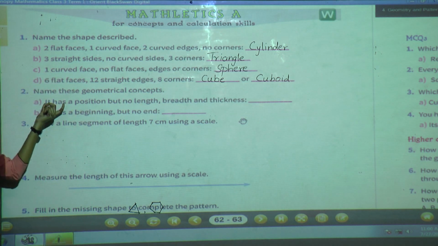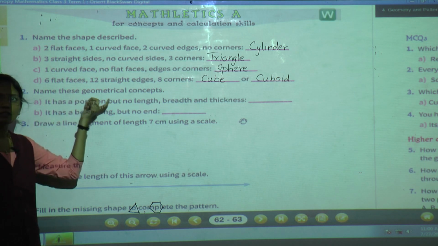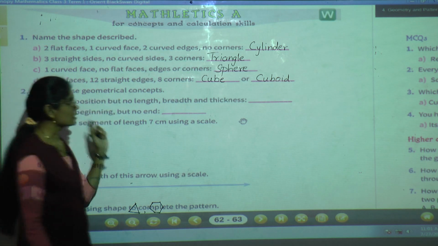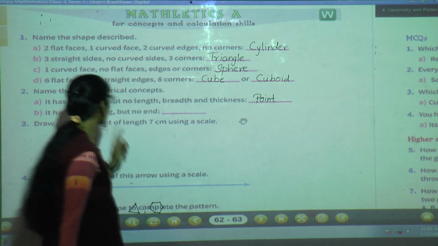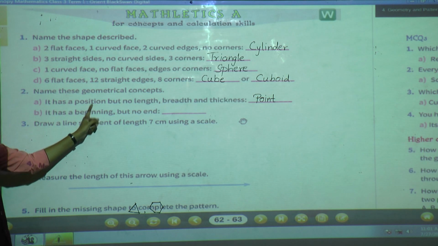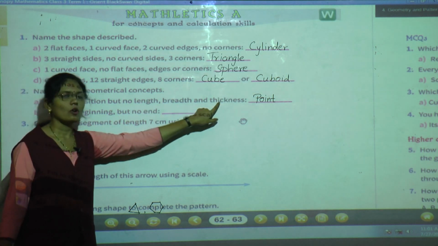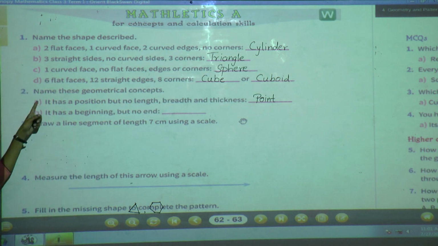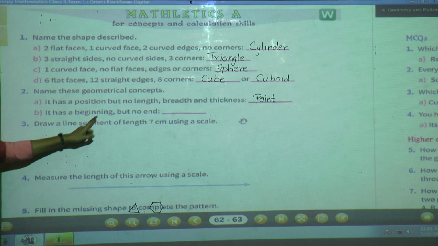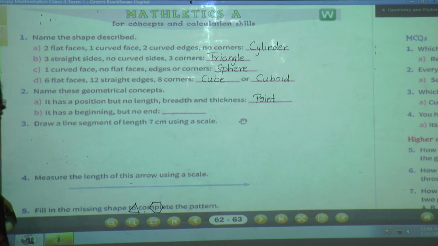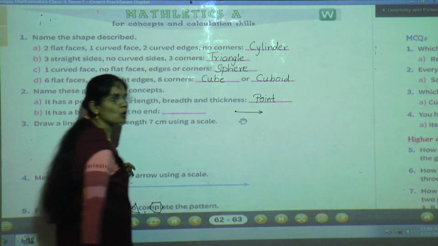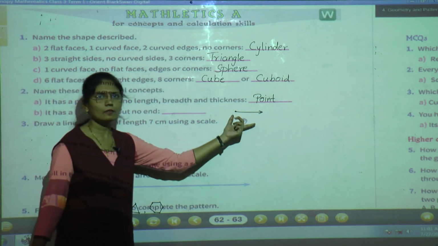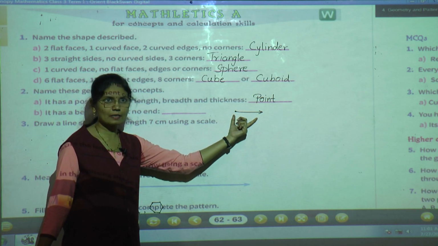So this property fits which concept? Yes, this is a point, because a point has a position but no length, breadth or thickness. So it is a point. Another is B1: it has a beginning but no end. See, it has a beginning point but it has no end point. So which geometrical concept is it?